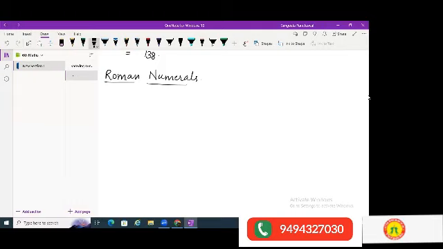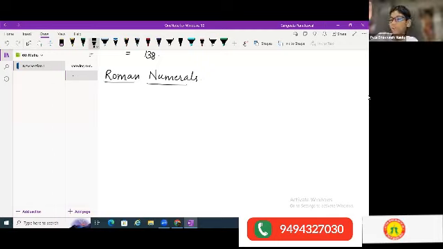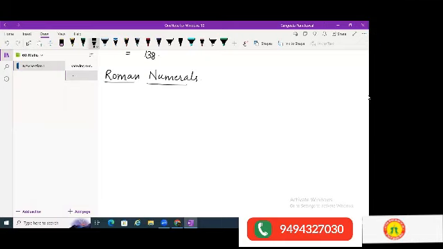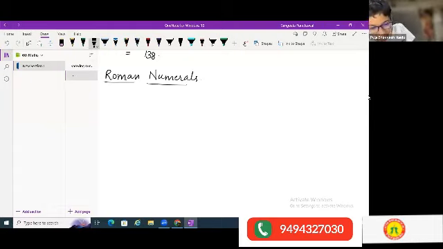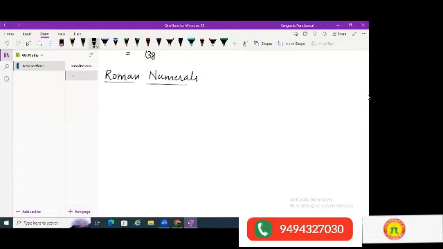Now coming to Roman numerals. As we were studying the Indian system of numeration and the international system of numeration, this is the third thing: Roman numerals. This is used by the Romans. Rome is a country. The Romans used such a type of numerical notation. How do we relate it with our Hindu-Arabic form? We will understand it now.